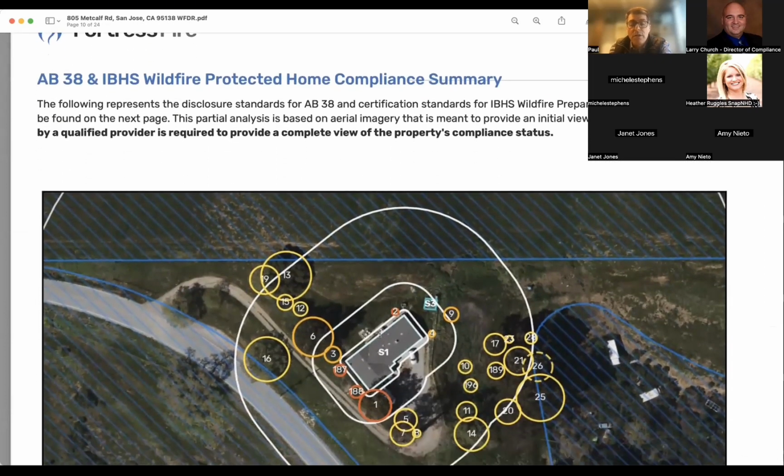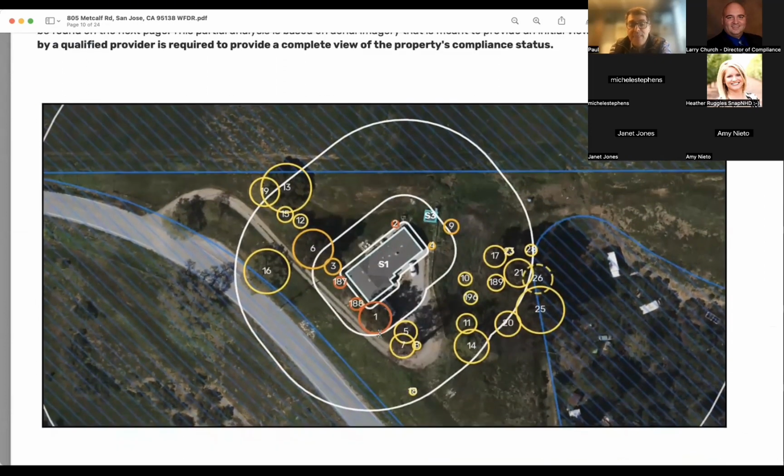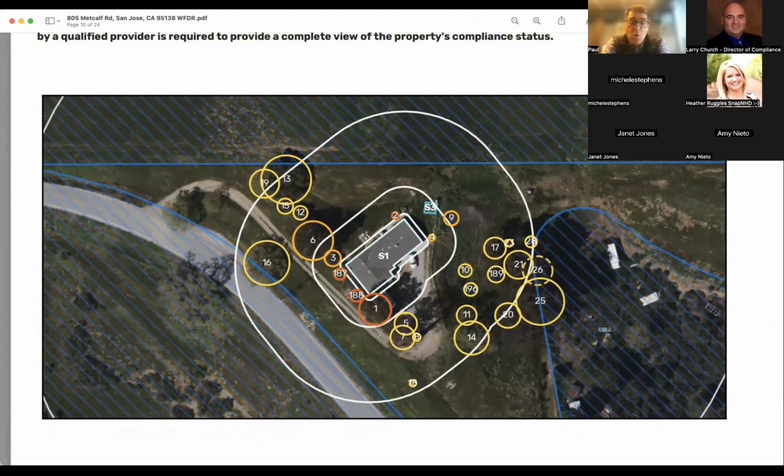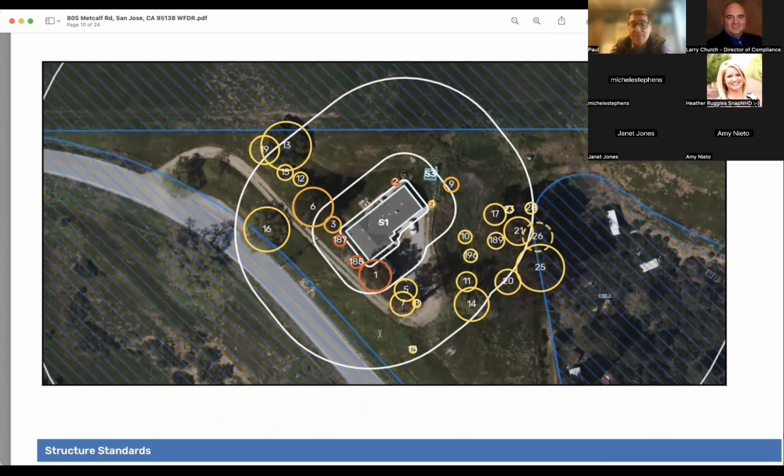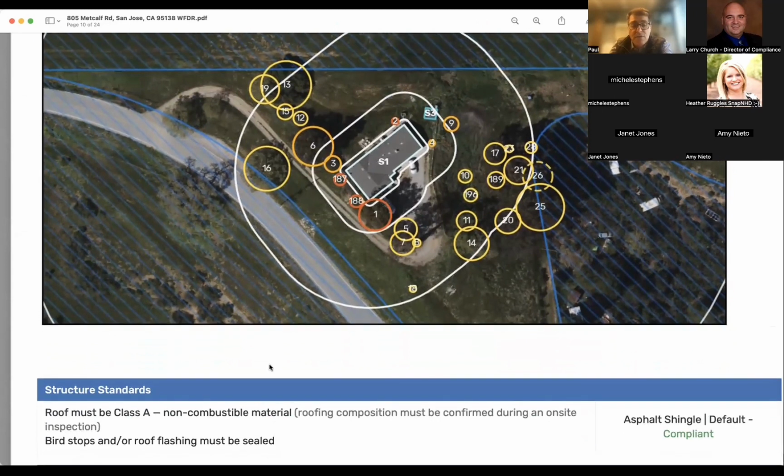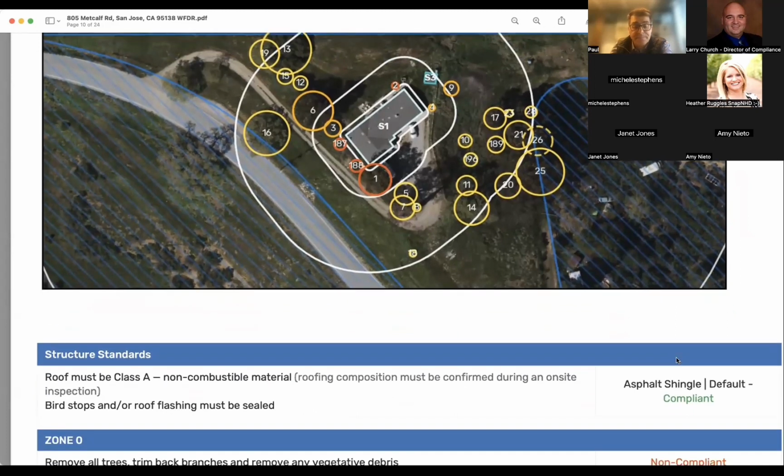But what we're going to do here is present the core property data within the context of AB 38 and how AB 38 evaluates the wildfire vulnerability of the particular structure. The first thing that AB 38 looks at is that the roof must be a Class A roof. In this case, we've got a default value here. It does look like it's an asphalt roof, so it's compliant.